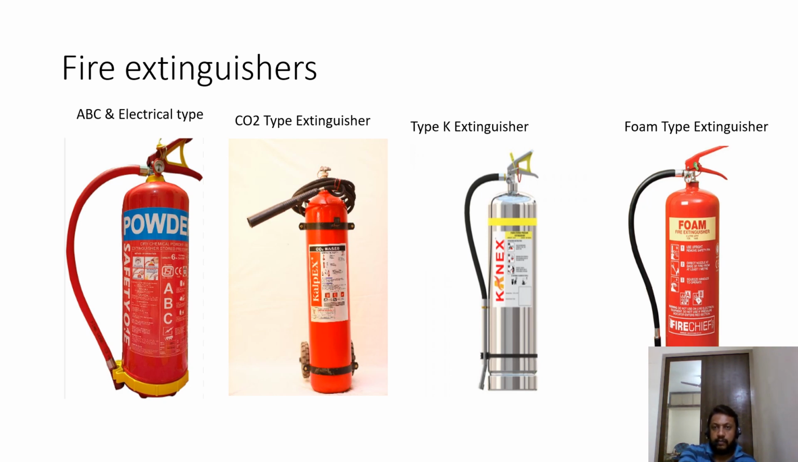The kilogram rating of the fire extinguisher also differs. As we discussed, there are 1 kg, 2 kg, 3 kg, up to 100 kg extinguishers available in the market. So you have to determine the space, that is the area of that particular risk, and then depending upon the area risk, you have to place the cylinders.